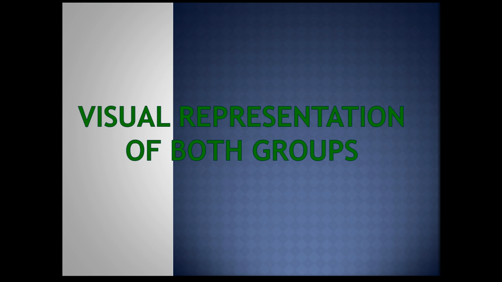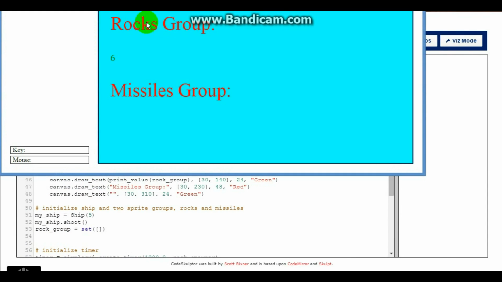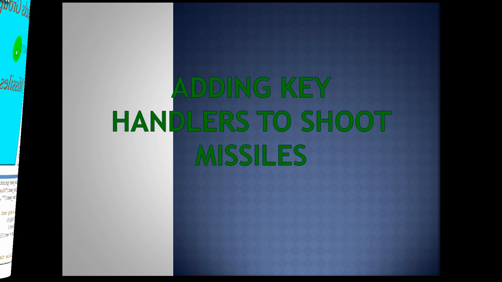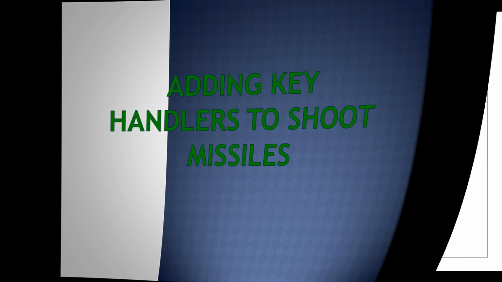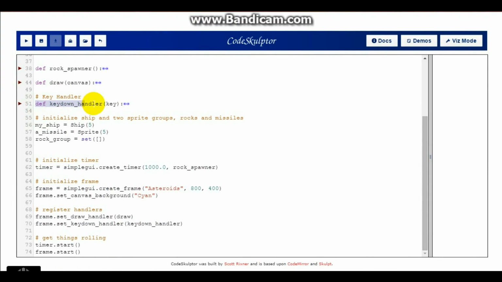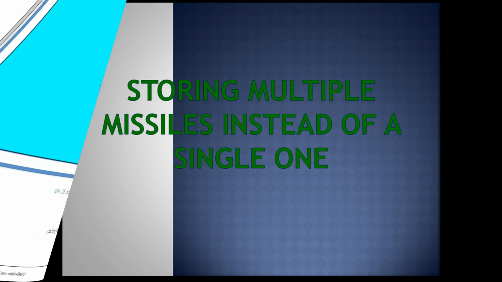Visual representation of both groups. Here, I'm just drawing both groups on canvas. It's just to look similar to the game. Adding key handlers to shoot missiles. Now a key handler is registered to shoot missiles if the spacebar key is pressed. Here, you can see that every time spacebar is pressed, a new missile is created.